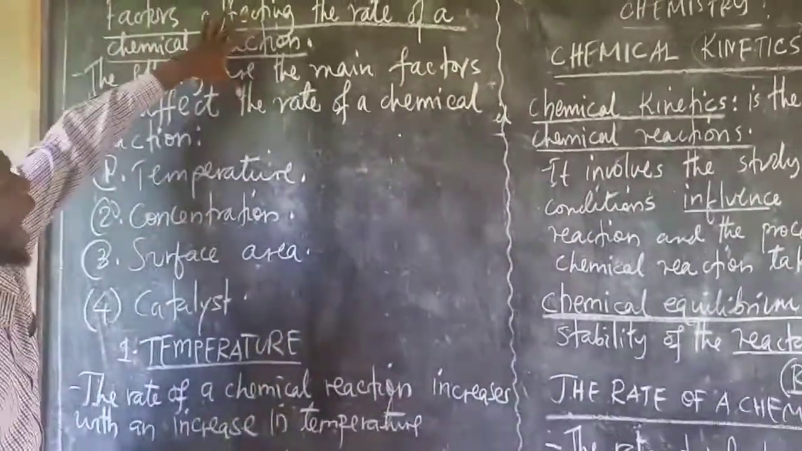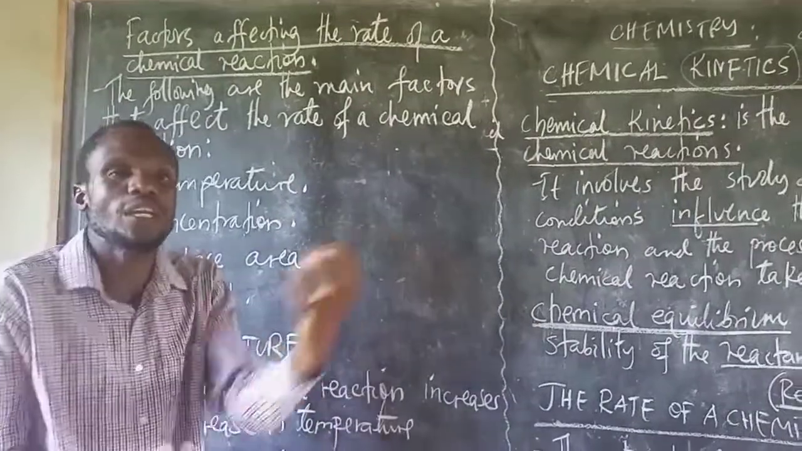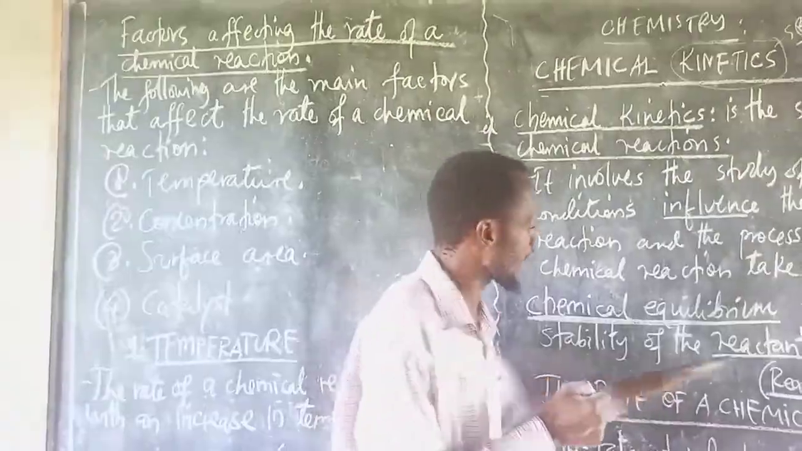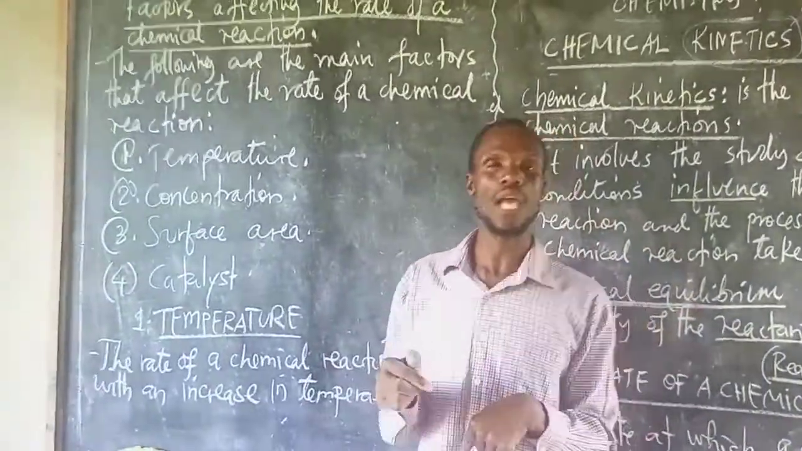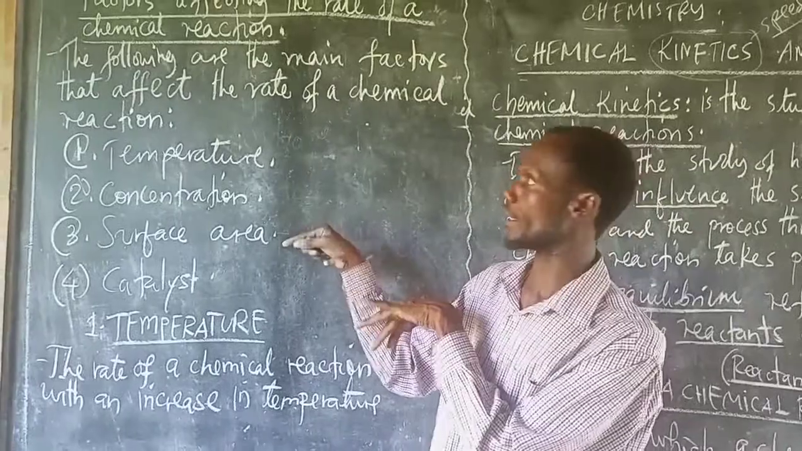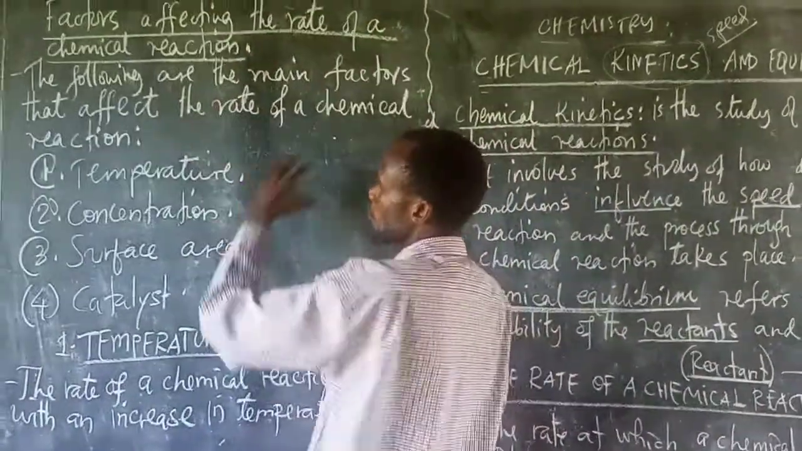Now, the factors affecting the rate of the chemical reaction. What are the things which, when they are there, affect the rate of chemical reaction? And how do they affect it? There is a principle we can now explain. And that's why we are having factors affecting the rate of chemical reaction.